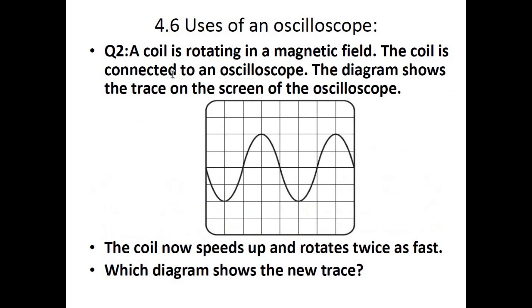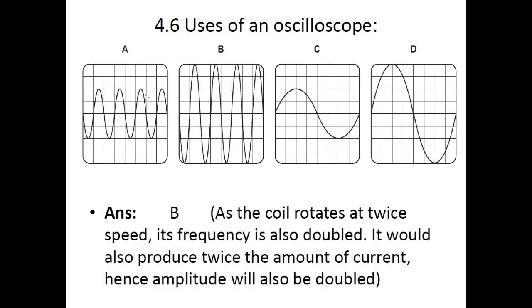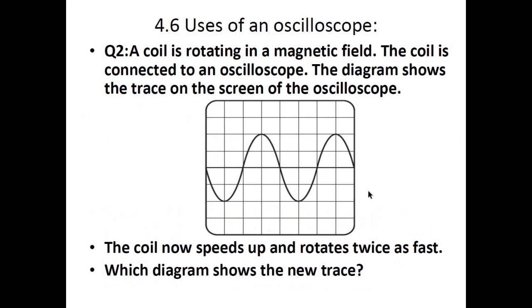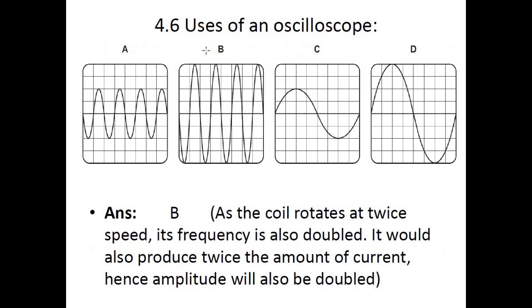In a magnetic field, the coil is connected to an oscilloscope. The diagram shows the trace on the screen of the oscilloscope. The coil now speeds up and rotates twice as fast, which diagram shows the new result? If it moves twice as fast, that means it would produce twice the amount of current, so the amplitude would be greater or double, and if it is moving faster, its frequency has been increased, so B would be the answer. As the coil rotates at twice the speed, its frequency is doubled and it would produce twice the amount of current, so amplitude will also be greater.